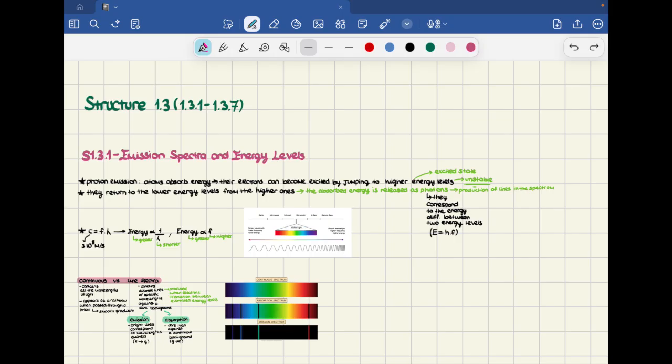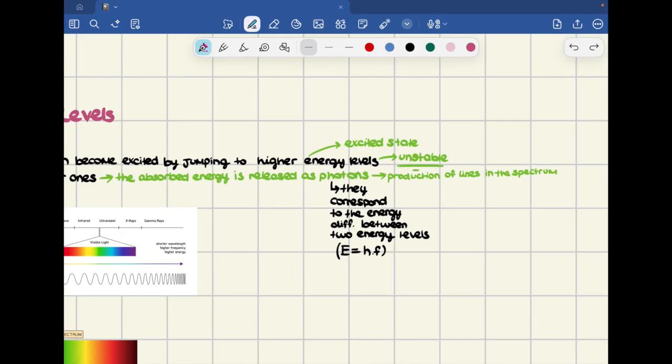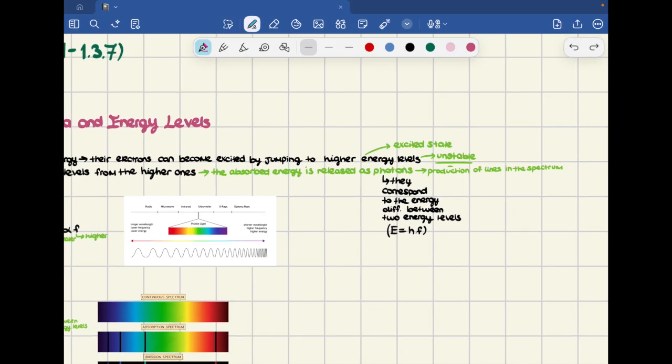But as the excited state is unstable, electrons don't want to remain there, so they want to return back to their original position, the lower energy levels, aka the ground state, from the higher ones, right? And in order to return back to the ground state from the excited state, the electrons must release the energy that they have absorbed to become excited. This energy is released as photons, and this energy release is the reason why lines are produced in the emission spectrum. The energy of the photons corresponds to the energy difference between two energy levels.